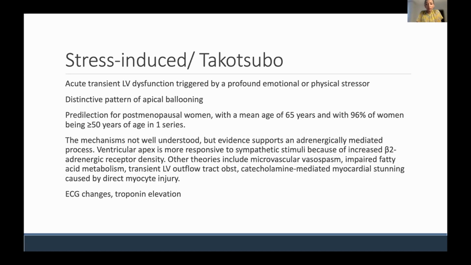Mechanisms are not well understood again, but thought to be related to a surge of catecholamines. The ventricular apex is more responsive to this because of increased beta-2 receptor density. Other theories include microvascular vasospasm, fatty acid metabolism impairment, transient LVOT obstruction, catecholamine-associated myocardial stunning, and direct myocyte injury. You can see ECG changes, sometimes even ST elevations in these patients, and troponin elevation. And this is, as the name implies, transient and reversible. The duration of heart failure therapy is not really well defined.